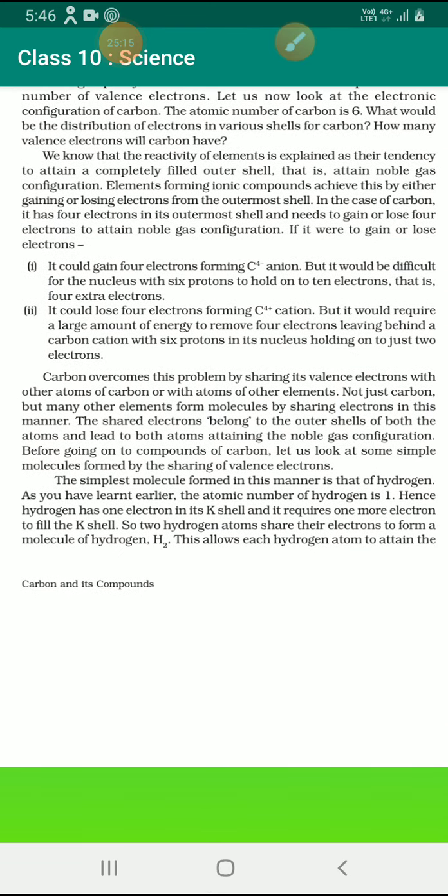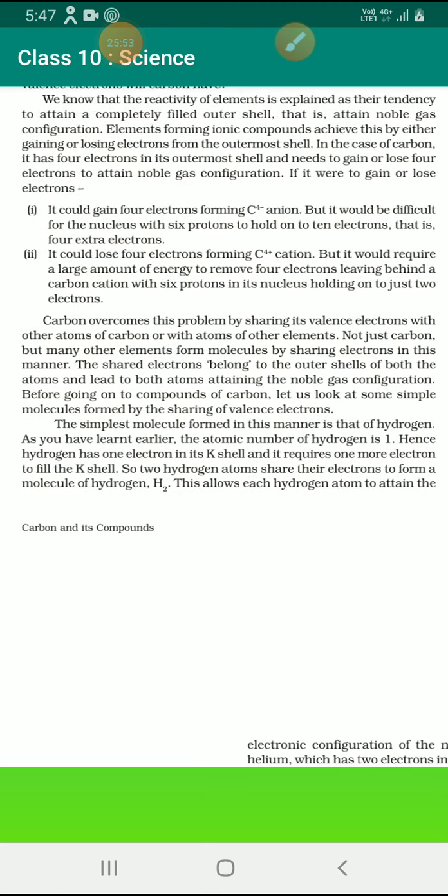Carbon overcomes this problem by sharing its valence electrons with other atoms of carbon or with atoms of other elements. Not just carbon, but many other elements form molecules by sharing electrons in this manner. The outermost electrons, nothing but valence electrons, are shared by the elements in order to form a compound. The shared electrons belong to the outermost shell of both atoms and lead to both atoms attaining the noble gas configuration. Before going to the compounds of carbon, let us look at some simple molecules formed by the sharing of valence electrons.